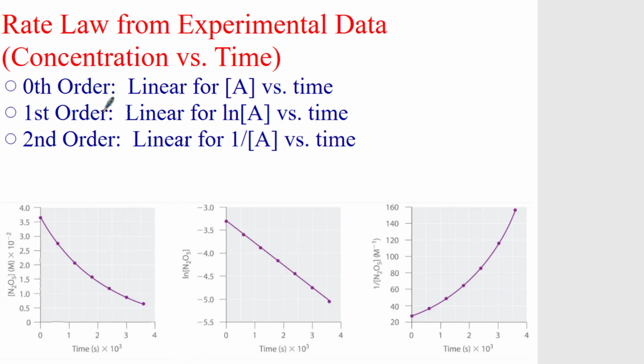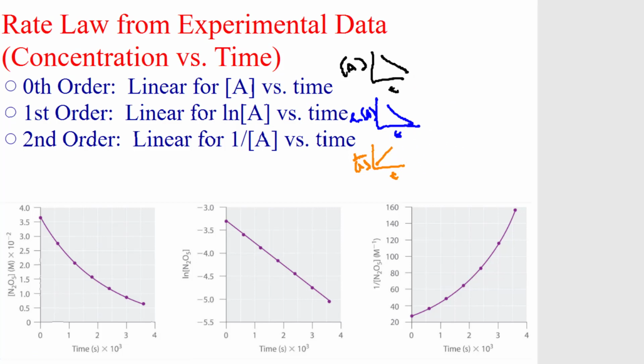If it's zero order, the graph of concentration versus time, so the concentration of a substance versus time, would be linear. If it's first order, the natural log of the concentration versus time is going to be linear. If it was second order, you would do 1 over the concentration versus time, and that would be linear. So the linear graph is going to tell you if it's zero, first, or second order.